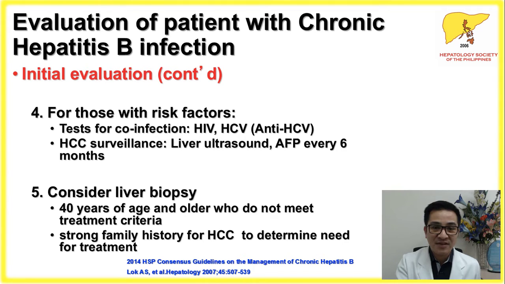Screening for hepatitis C virus or HIV co-infection in at-risk patients should also be performed. Furthermore, hepatocellular cancer screening and surveillance through serum alpha-fetoprotein and liver ultrasound every 6 months is indicated for hepatitis B virus subgroups considered at higher risk for hepatocellular carcinoma.